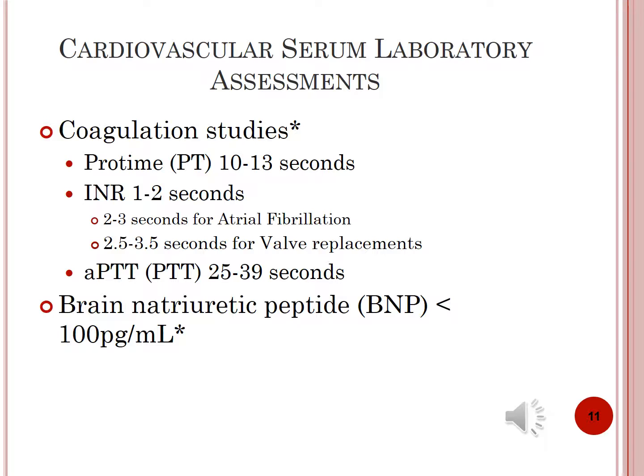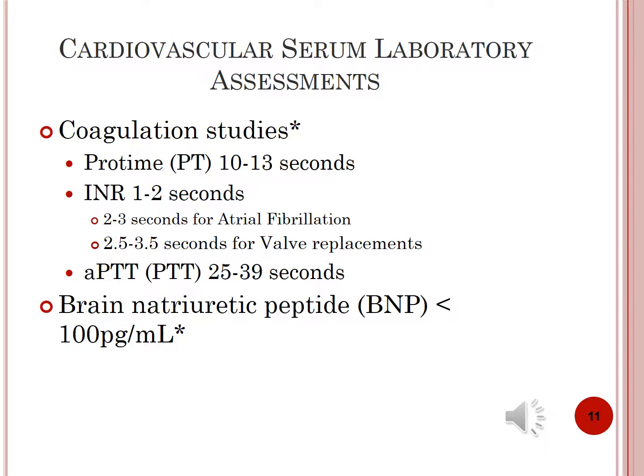Okay, so some cardiovascular laboratory assessments that you want to be aware of. When treating a patient, for example, for atrial fibrillation, one of the treatment options is to go on an anticoagulant. So we need to have an understanding of what blood tests determine how coagulopathic the patient's blood is. So coags are considered the PT, or ProTime, and INR combined. The PT should be in between 10 to 13 seconds.